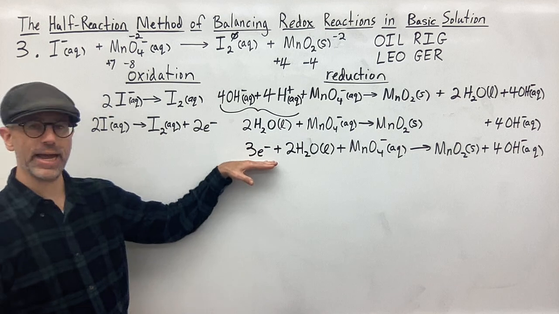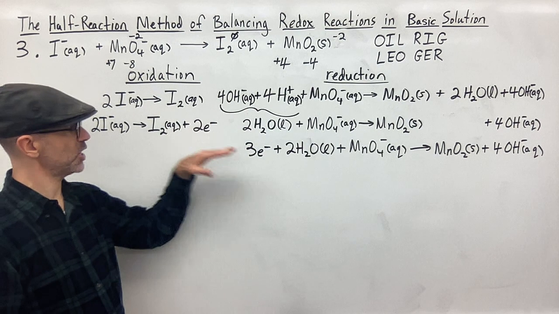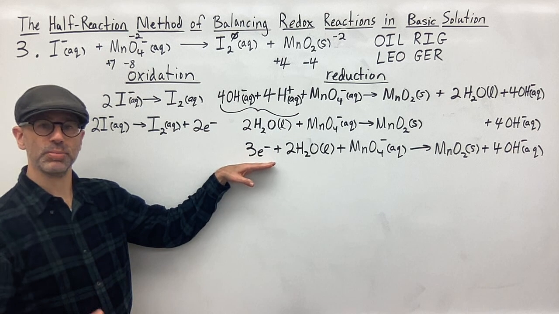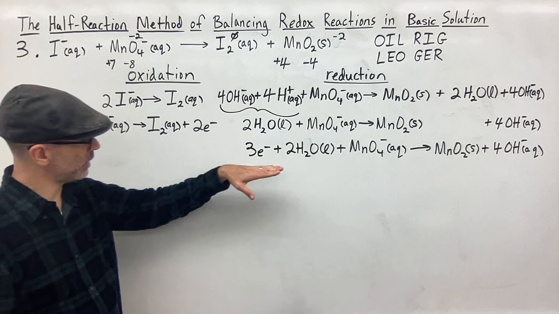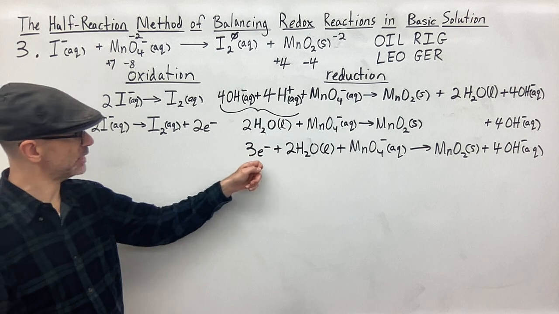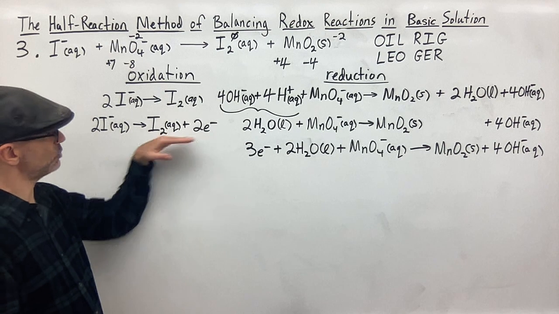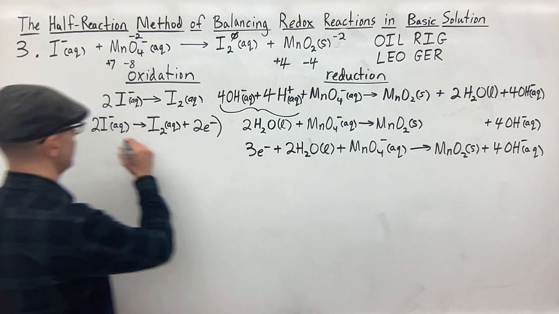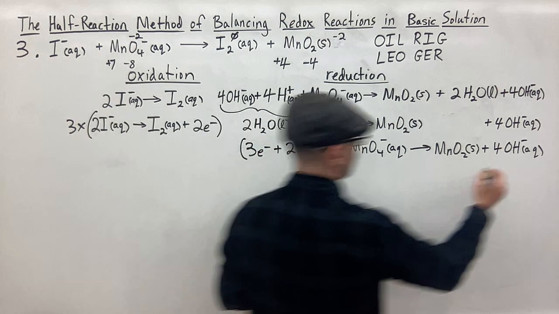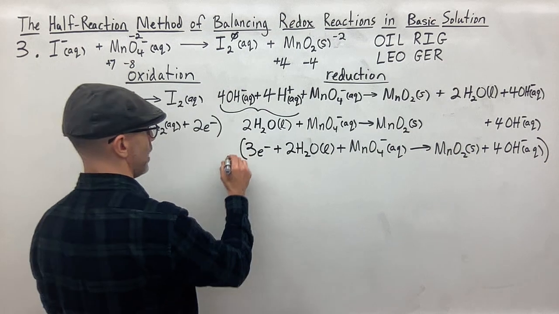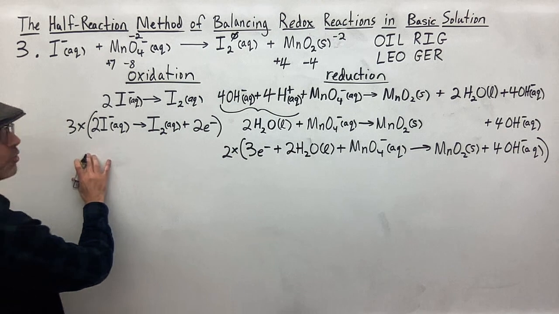Charges are balanced here, charges are balanced here. Now I need to make sure that I have the same number of electrons on both sides. So I have 2 electrons here, 3 electrons here. I'm going to have to multiply each equation by a factor so I can get the same number of electrons. So I'm going to multiply this equation by 2 because 2 times 3 is 6. I'm going to multiply this equation by 3 because 3 times 2 is 6. So this equation is going to be multiplied by 3, and this equation is multiplied by 2.